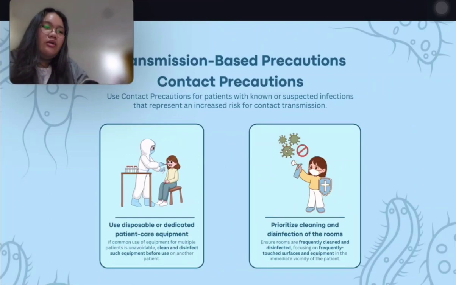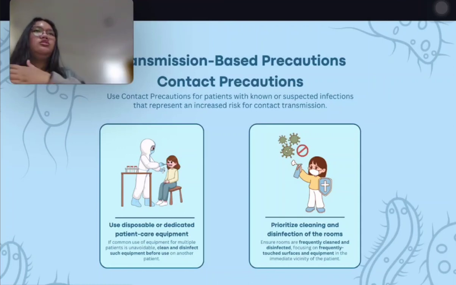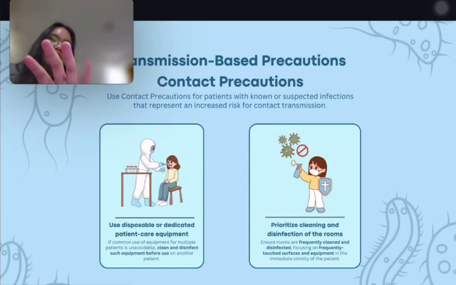Next, we have use disposable or dedicated patient care equipment. If common use of equipment for multiple patients is unavoidable, we clean and disinfect such equipment before use on another patient. For example, the cuff of the blood pressure monitor or the diaphragm of your stethoscope. Before you use it on a different patient, you disinfect it every time. The next is prioritize cleaning and disinfection of the room. Again, this is for environmental infection control.